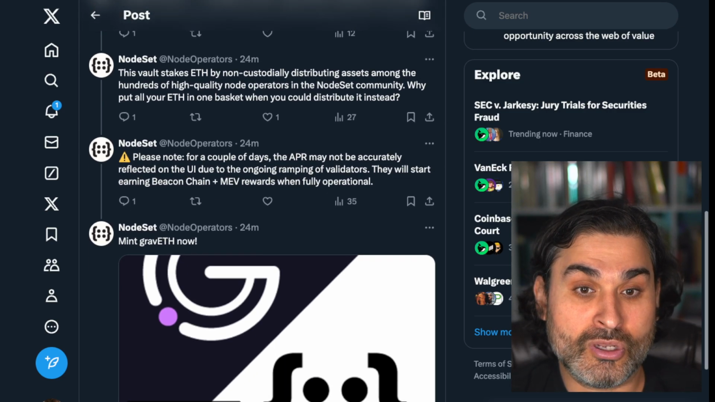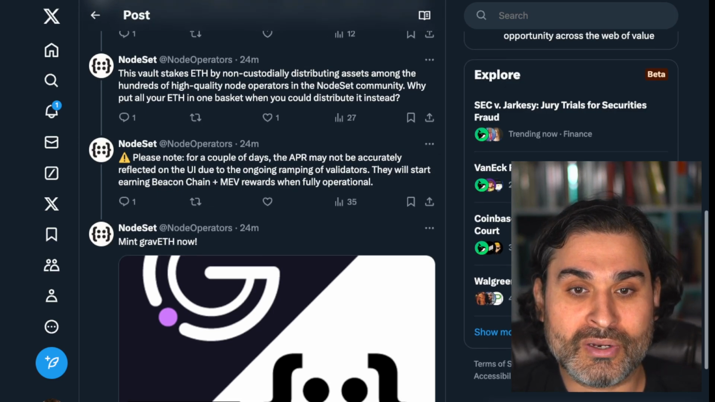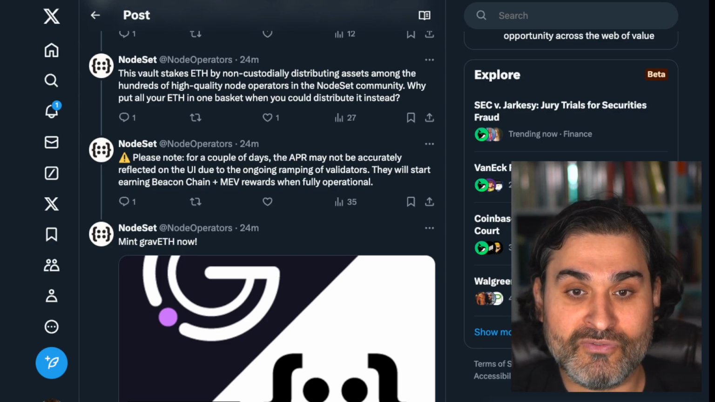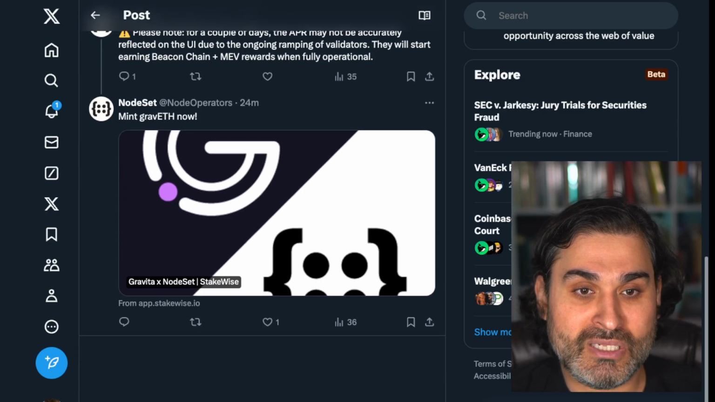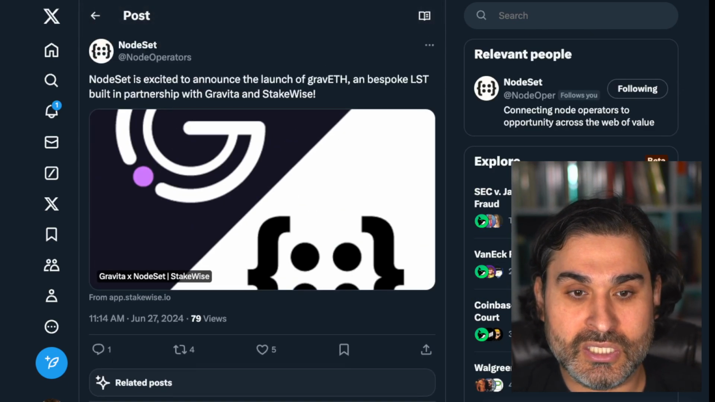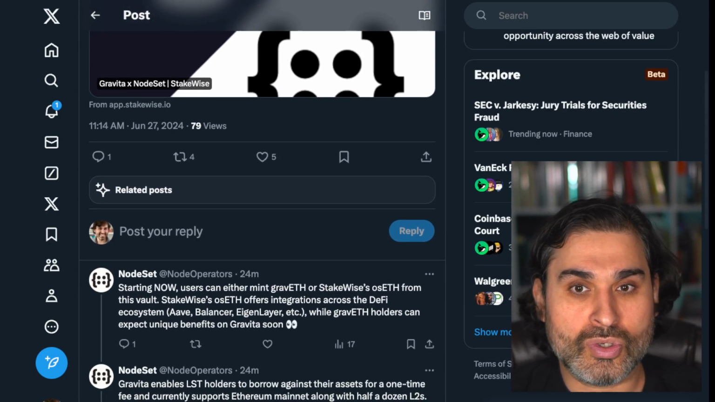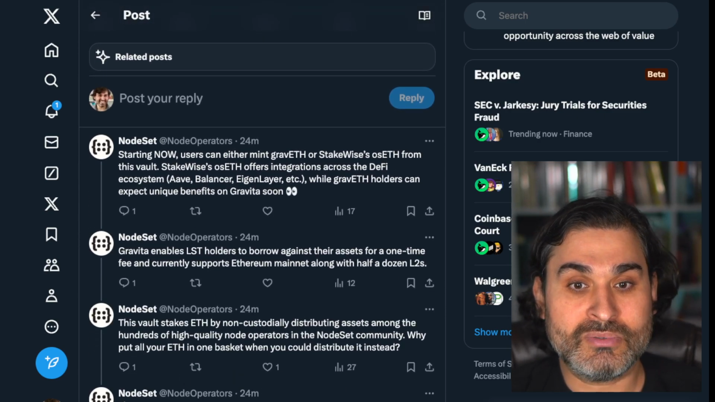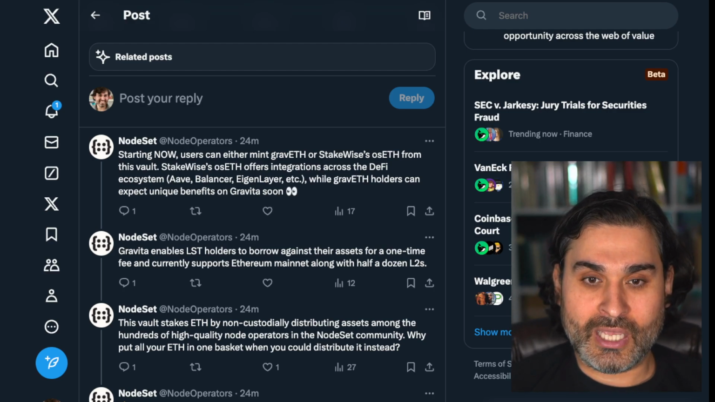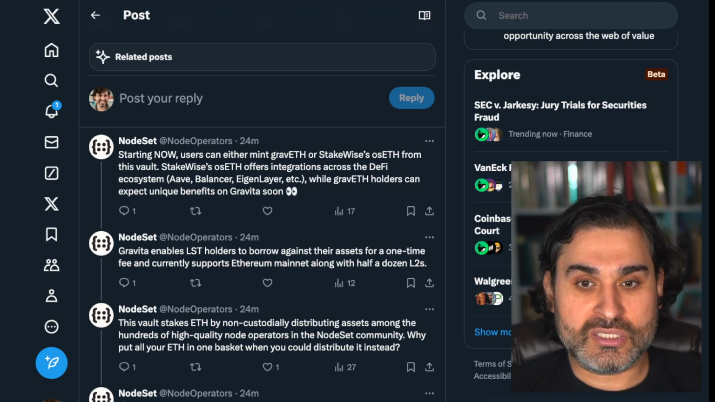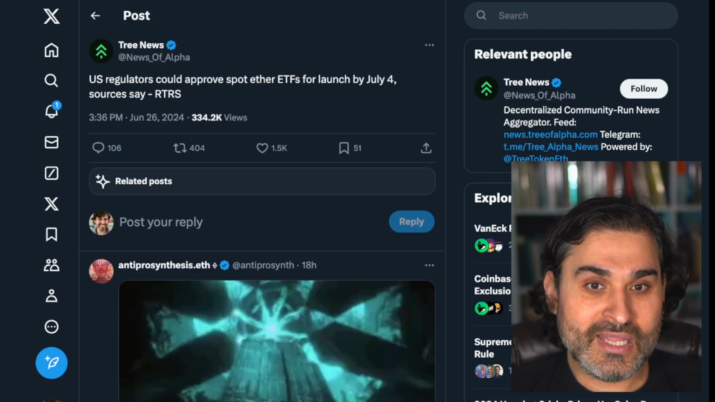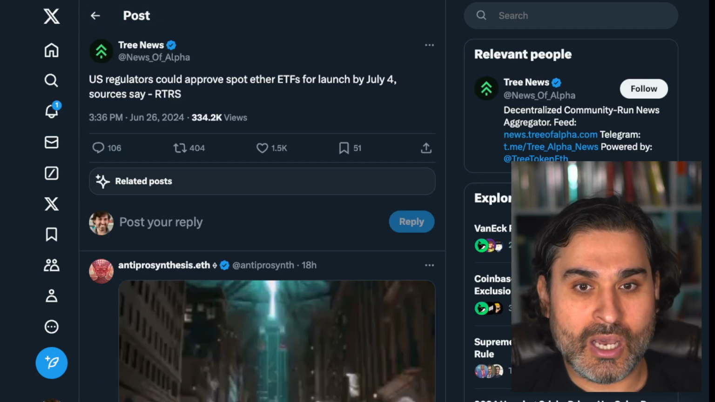It says, please note for a couple of days the APR may not be accurately reflected on the UI due to the ongoing ramping of validators. This will start earning beacon chain and MEV rewards when fully operational, and then you can mint the rETH right now. So this is actually really, really great news. Congratulations to NodeSet, congratulations to Gravitar, congratulations to Stakewise as well. I'm really hoping that we get those node operators earning some decent cash from this. Good stuff, guys.